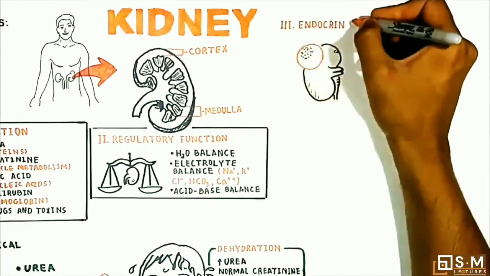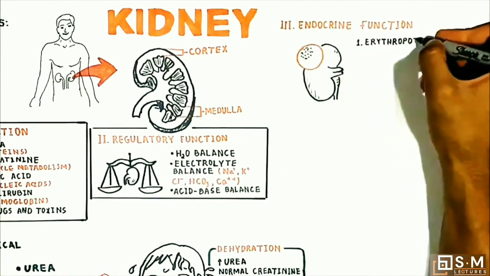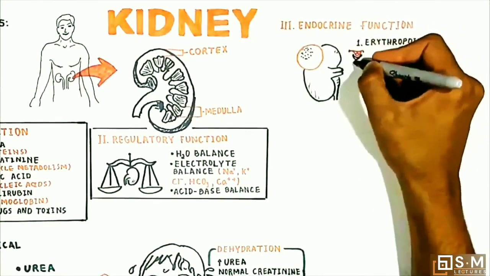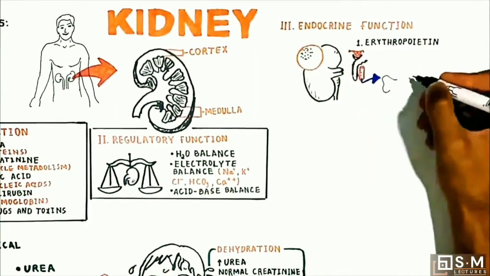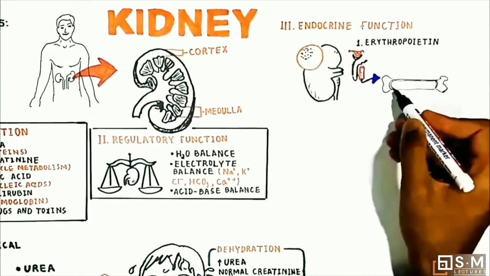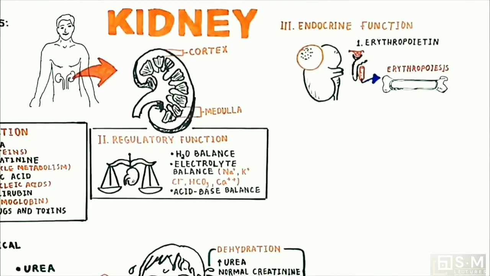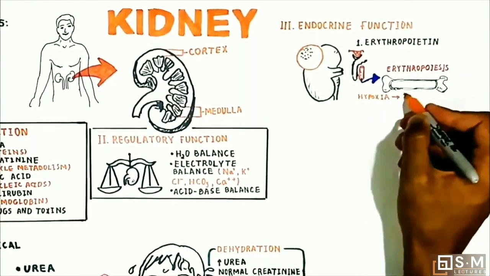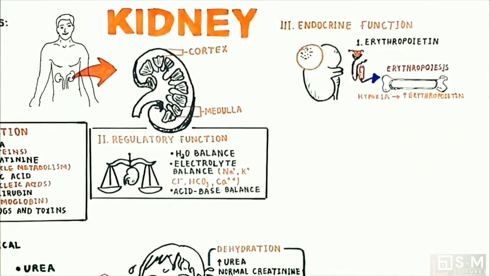As for the endocrine function of the kidneys, the first hormone secreted by the kidneys is erythropoietin. This hormone is secreted by endothelial cells in peritubular capillaries. It is important to know that erythropoietin controls erythropoiesis, or red blood cell production, in the bone marrow. These cells are very sensitive to the oxygen level of the blood. Under hypoxic conditions, these cells produce more erythropoietin to facilitate erythropoiesis.